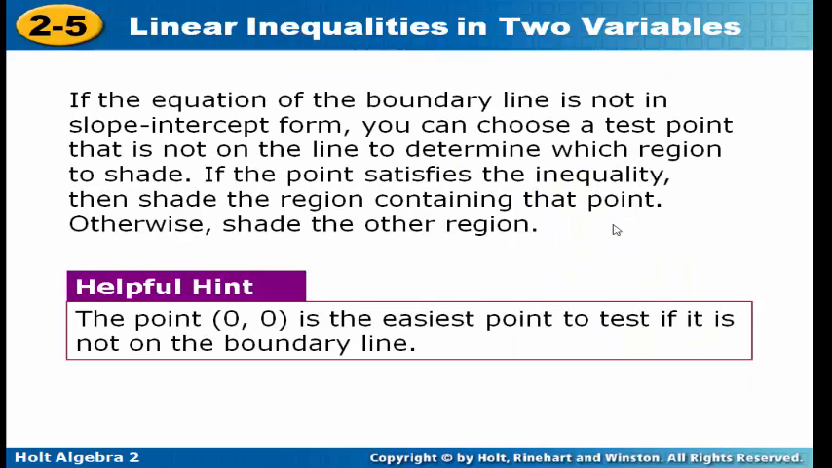If the equation of the boundary line is not in slope-intercept form, you can choose a test point that is not on the line to determine which region to shade. If the point satisfies the inequality, then shade the region containing that point. Otherwise, shade the other region. It's another solution. Both are right.